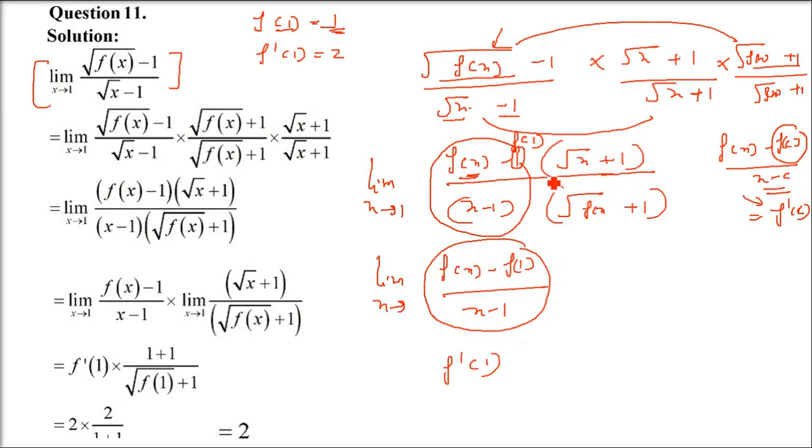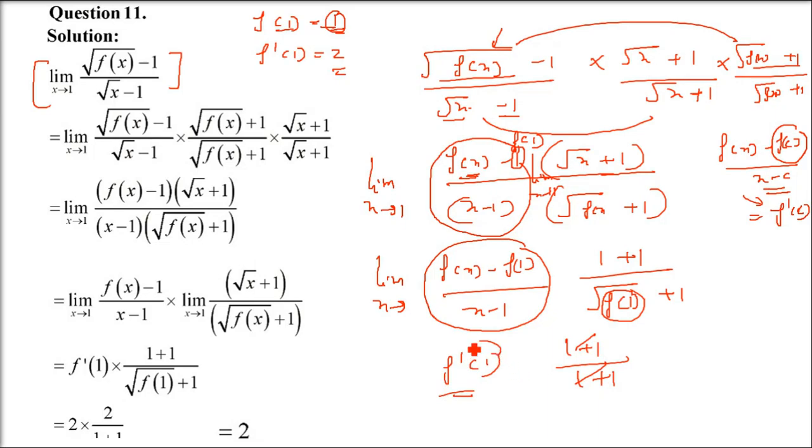And what about this one? Under root. Now I'm applying the limit, so just put x as 1. So root 1, I'm putting x as 1, so 1 plus 1, root fx, that is 1, so this is 1 plus 1. So you have 1 plus 1 by 1 plus 1, that is 2 by 2, it cancels, that is going to be 1. What is f dash 1? It's 2. So this is 2 into 2 by 2, so you have 2 only. So 2 is the final answer.